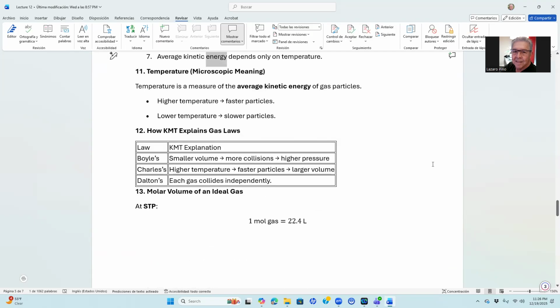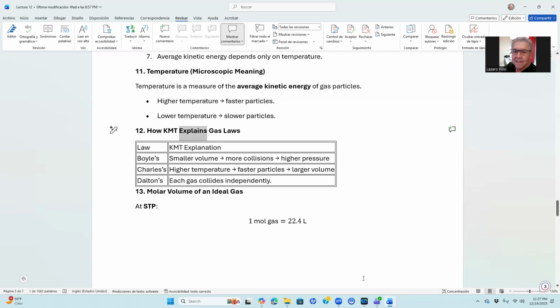Average kinetic energy depends only on temperature. 11. Temperature, microscopic meaning. Temperature is a measure of the average kinetic energy of gas particles. Higher temperature, faster particles. Lower temperature, slower particles.